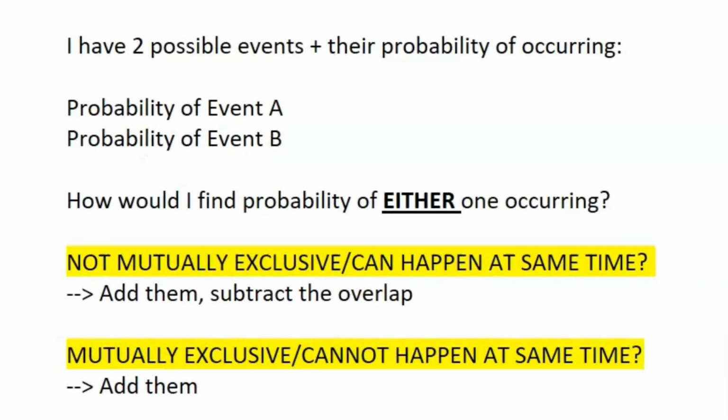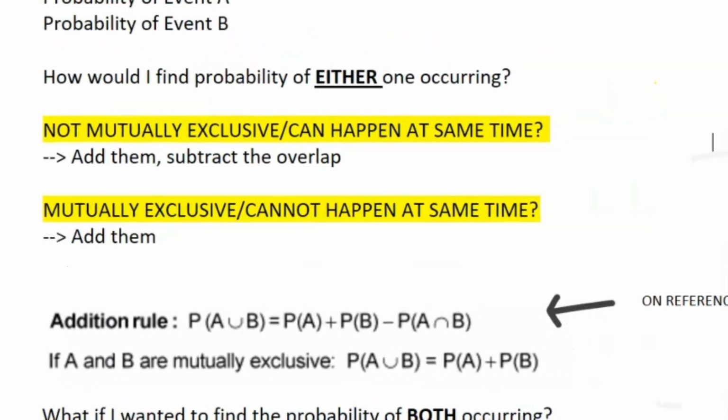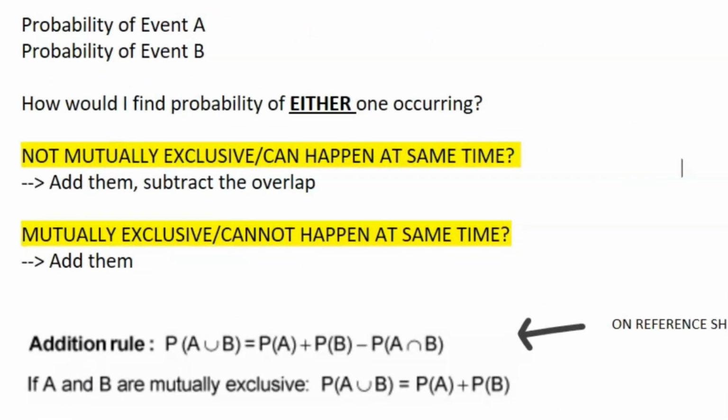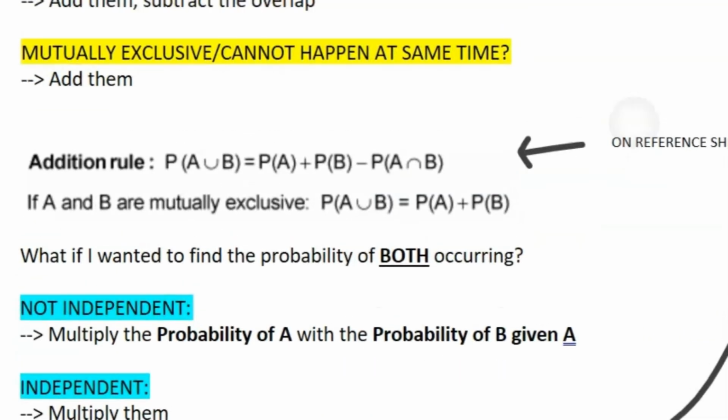If these 2 events were not mutually exclusive, or if both of these events could happen at the same time, I would add the probabilities and then subtract the overlap. If they were mutually exclusive, or they cannot happen at the same time, I would simply add their probabilities. And these equations are on the reference sheet. The top one is the not mutually exclusive one, so just make sure you remember that.